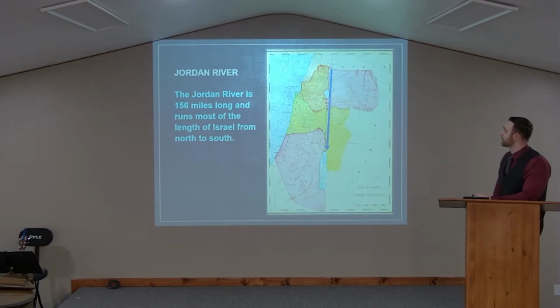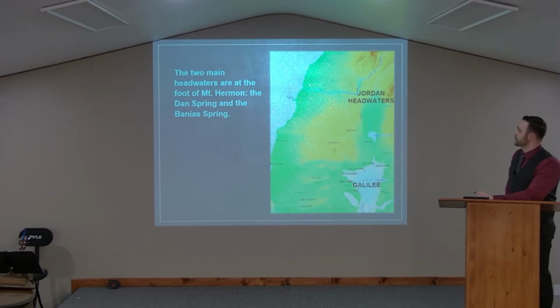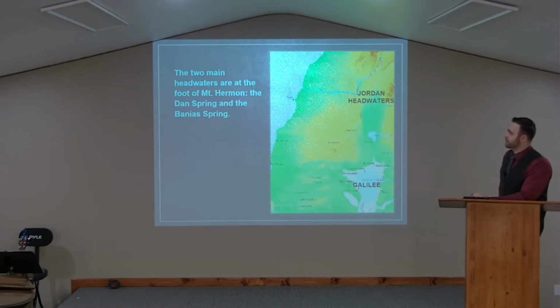Now the Jordan River splits that country right in half. It's 156 miles long and it runs pretty much the whole length of the country from north to south, meeting the Dead Sea at the bottom, going through the Sea of Galilee at the top. There's two main headwaters. They're at the foot of Mount Hermon that I mentioned at the very beginning, the Dan Spring and the Banias Spring, up here, right there north of the Sea of Galilee. Here's a couple pictures of where it starts.